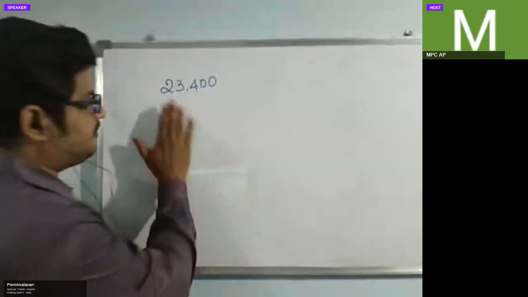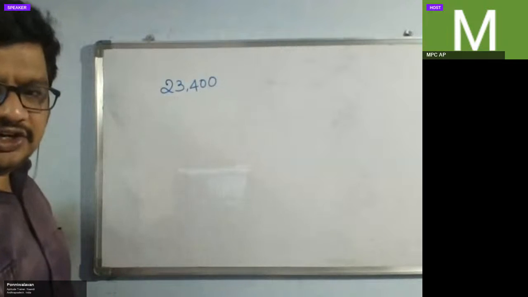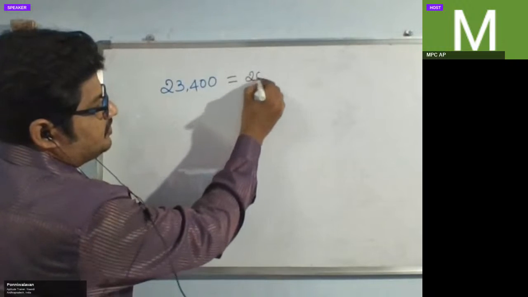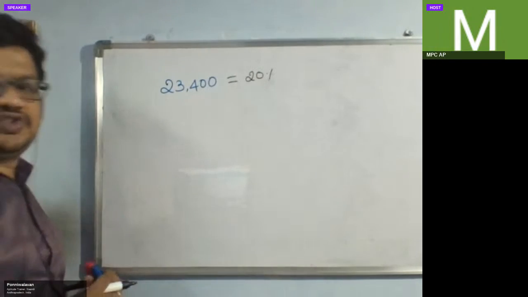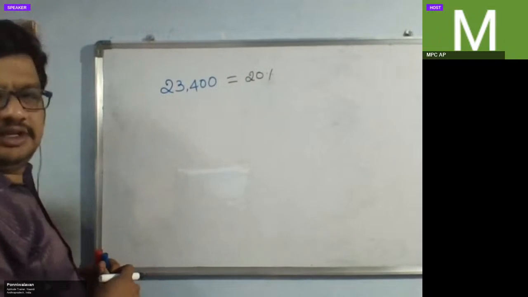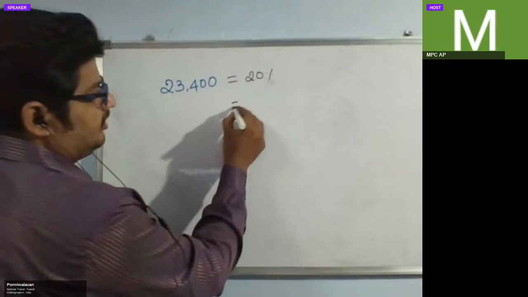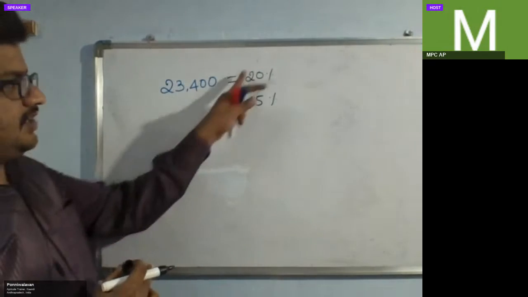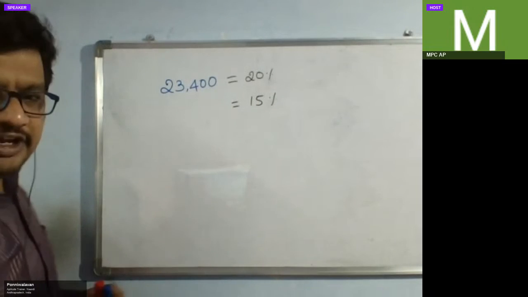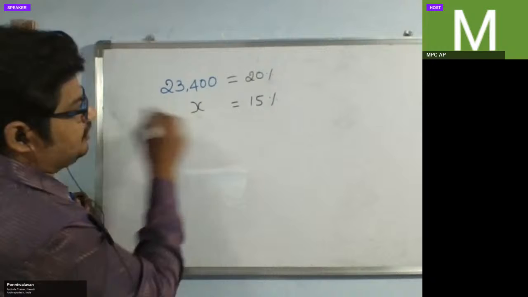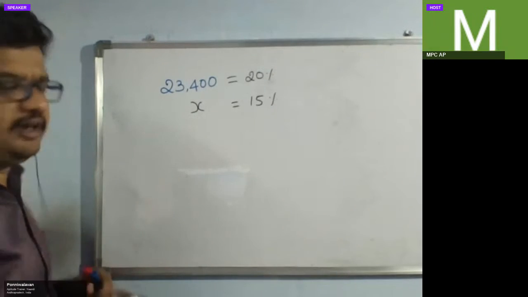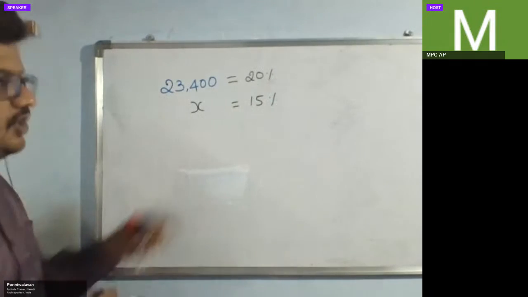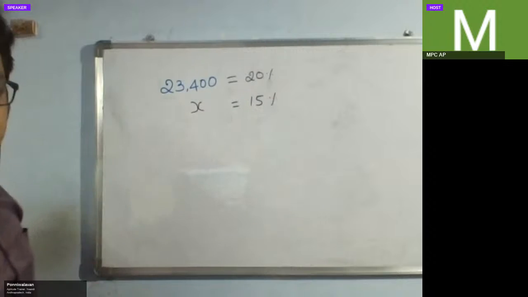The cost of printing is 23,400. What is its percentage? 20%. What is the thing they are asking? Royalty. Royalty is how many percentage? 15%. This is the value you need to find, right? You know one percentage and they are asking for another percentage.